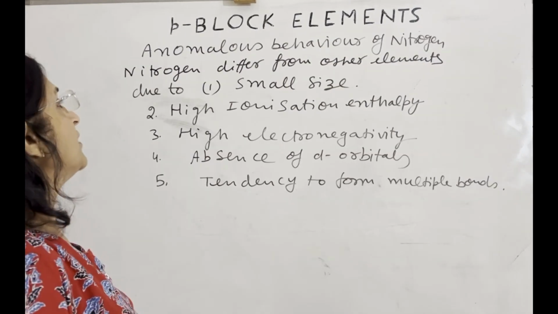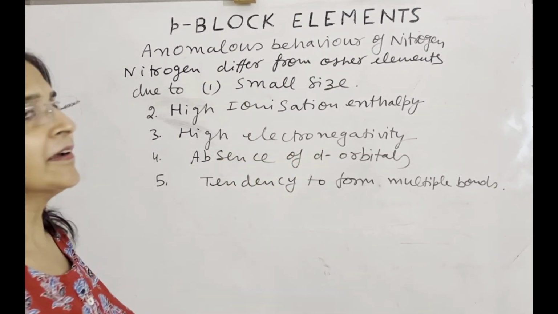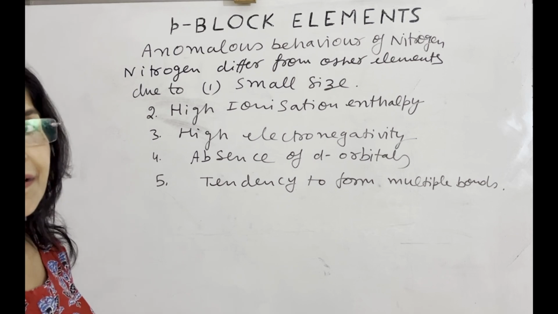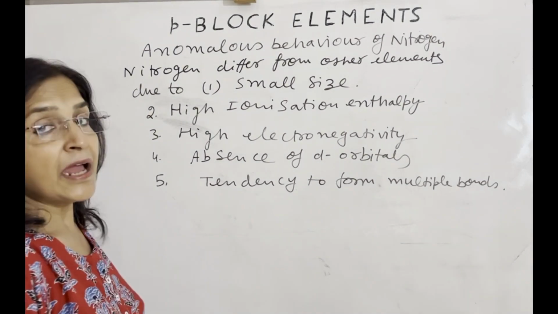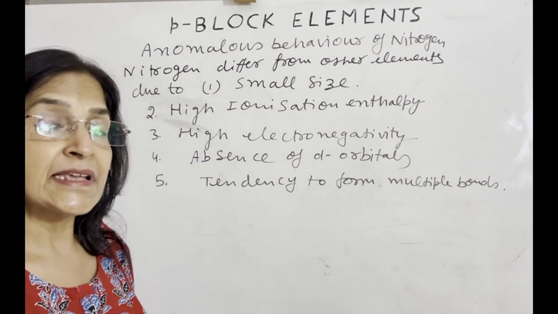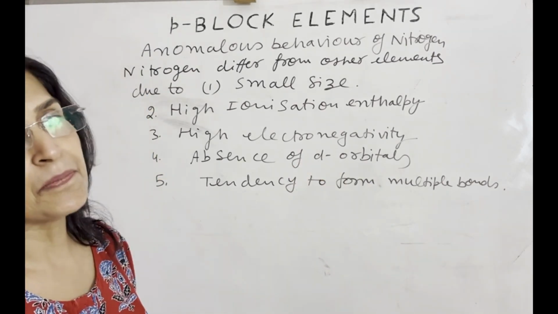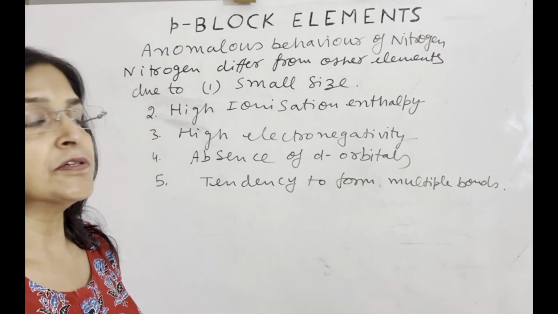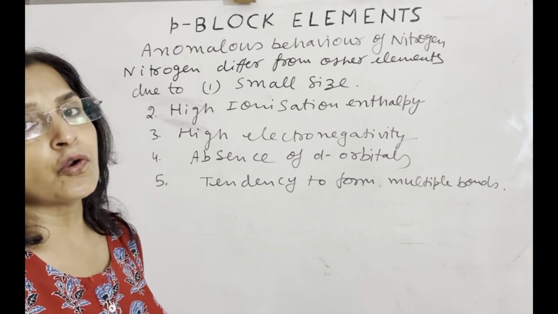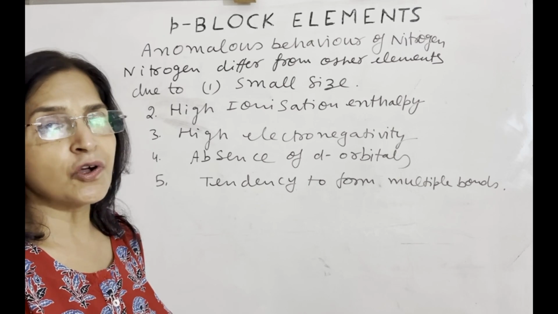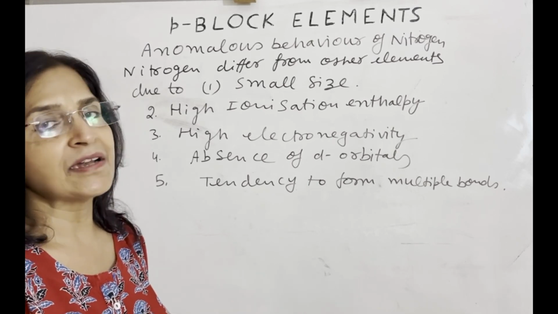Anomalous behavior of nitrogen is due to the following characteristics: small size, high ionization enthalpy, high electronegativity, absence of d orbitals, and tendency to form multiple bonds. So nitrogen, because of its small size and high electronegativity, has a tendency to form p-pi p-pi bonds, to form multiple bonds. And other elements of this group, because of the large size, do not form p-pi p-pi bonds, because overlapping does not take place to a large extent.